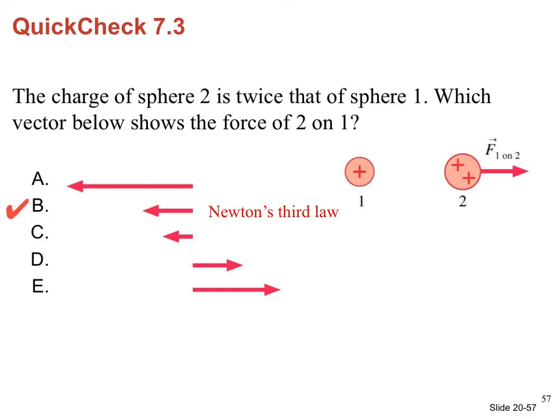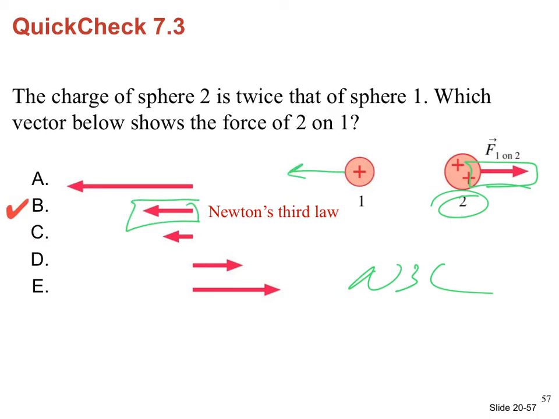So I got a quick check here. The charge of sphere 2 right here is shown. It's this guy right here. What's the charge of sphere 1? Well, according to Newton's third law, we have equal and opposite forces, so therefore B is the correct answer. It must have the same magnitude of force going in the opposite direction because of Newton's third law.